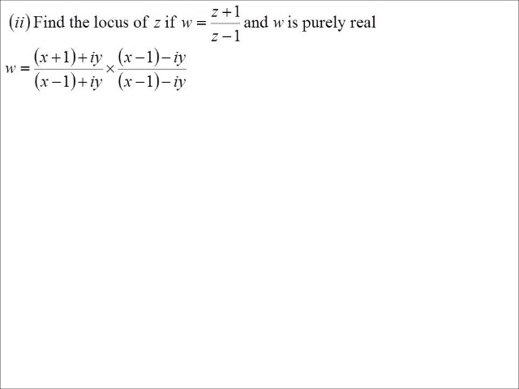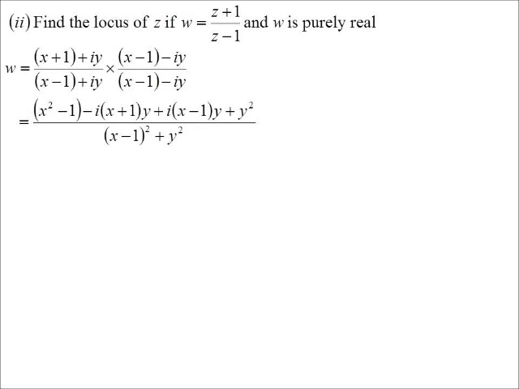It's already made w the subject for me, so that saves me a bit of time. So (z + 1)/(z - 1) is purely real. If I go back to algebra, I'm not sure. So I'll go back to the coordinate geometry idea. If I want to get the real part of this, I need to realise the denominator, so I multiply by its conjugate.